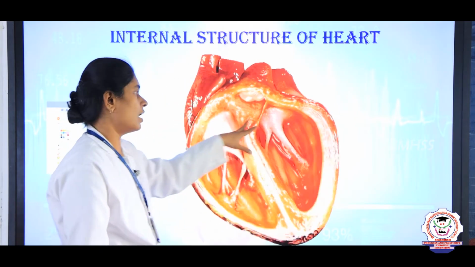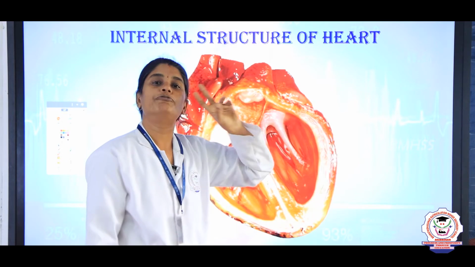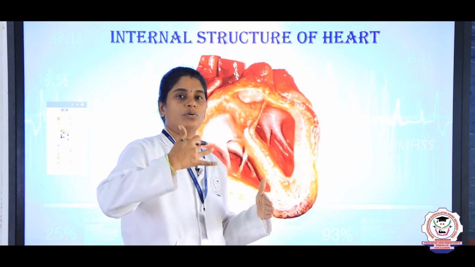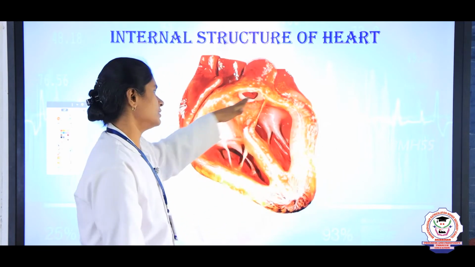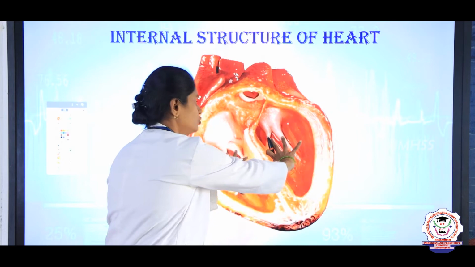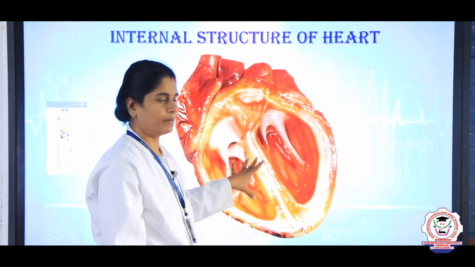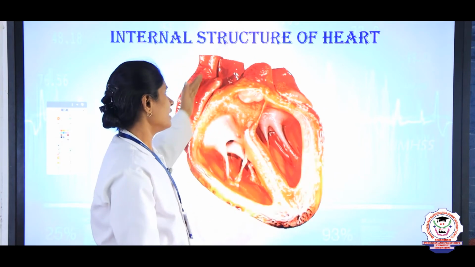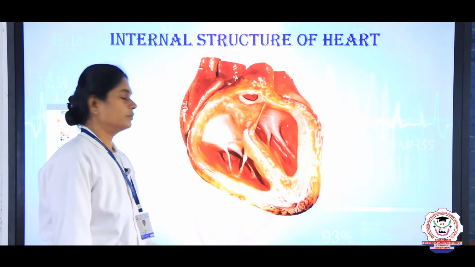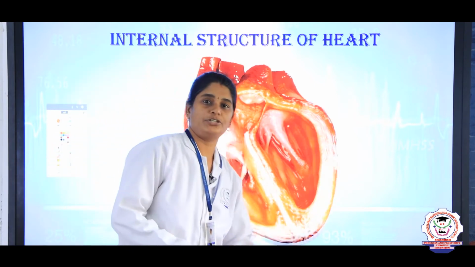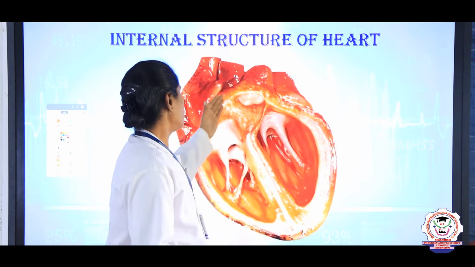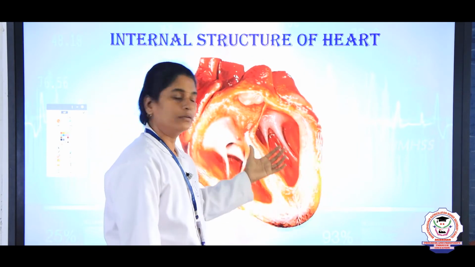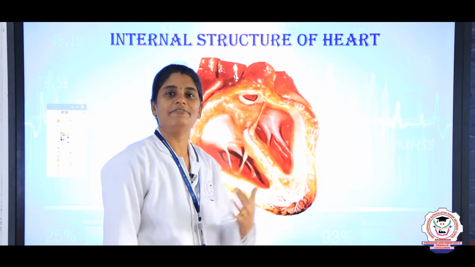Inside, the heart is divided into 4 chambers, right. It is like a double story house. This is the ground floor and this is the first floor. In the ground floor we have 2 chambers, that is 2 rooms are available, and above this we again have 2 chambers. So, this is the internal structure of the heart. On the top we can see the atrium, and on the bottom we can see the ventricles, right.